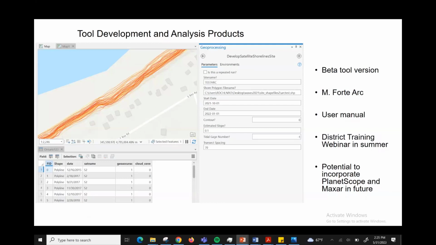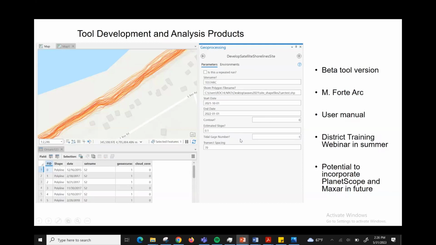It's meant to be simple. Site name, you would draw your polygon of interest, or maybe you already have a polygon of interest, and then you are going to enter your time interval, start and end date, and what sort of shoreline contour you're interested in extracting. We've been operating at 0. Here's where you would put your field-based slope, or leave this blank to have CoastSat generate it for you.